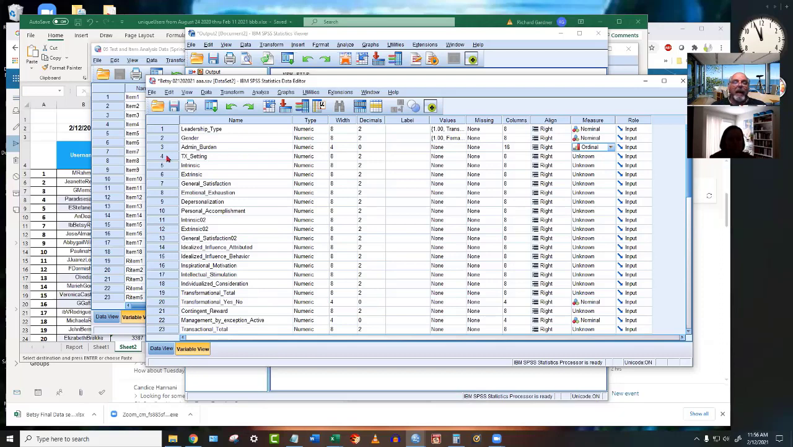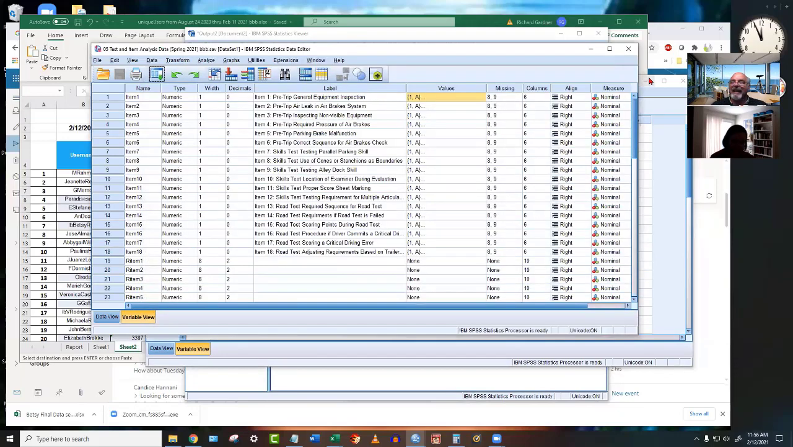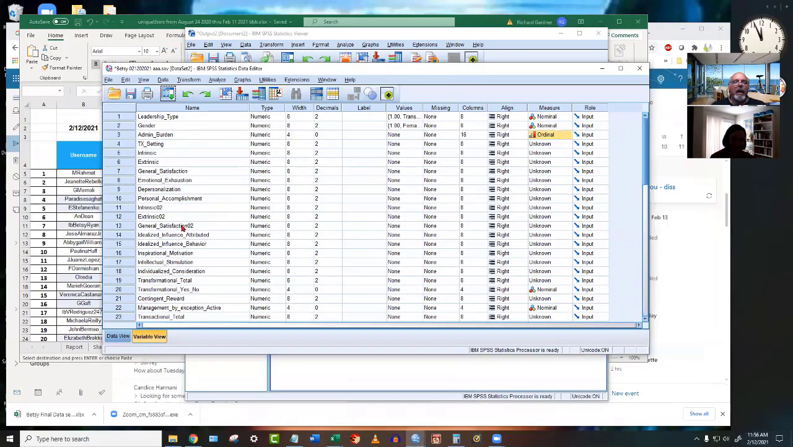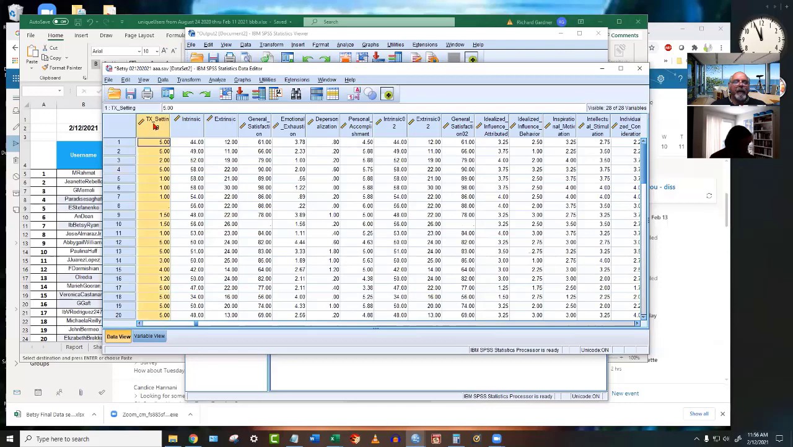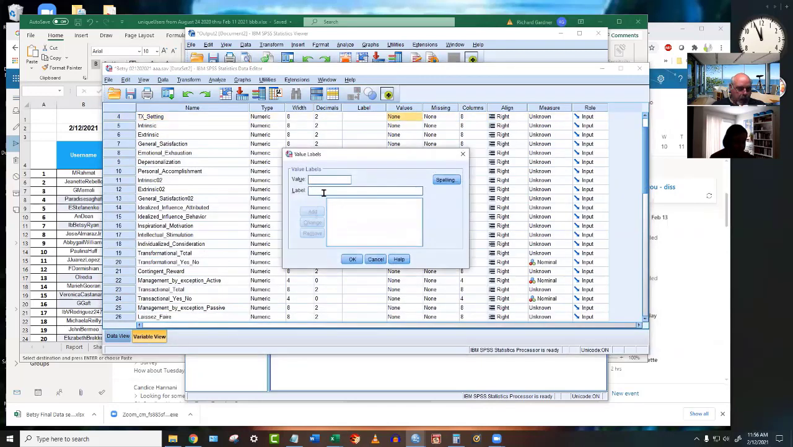How about tax setting? Treatment settings. They're categories. I'm a statistician. So what do the categories mean? What do the numbers mean? A 1 means private practice. A 2 is school-based. 3 is government. 4 is for profit. 5 is non-profit.